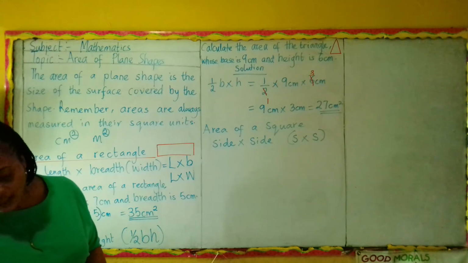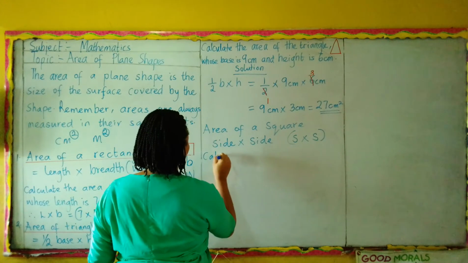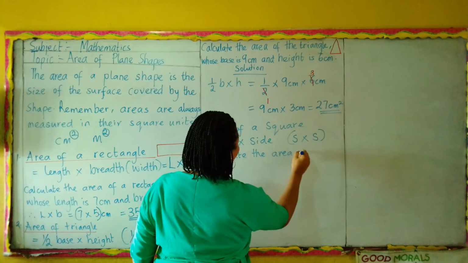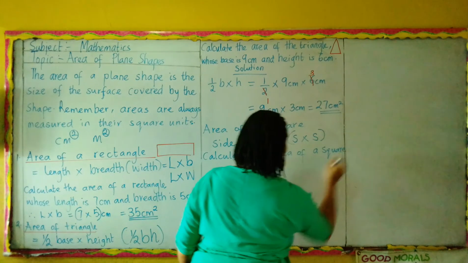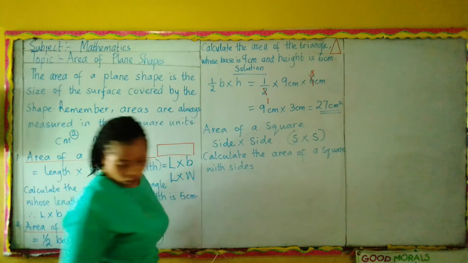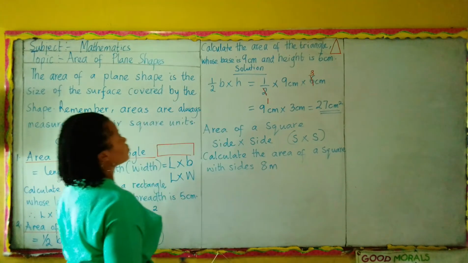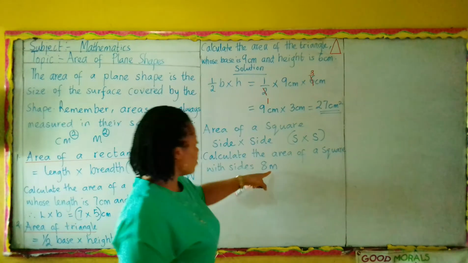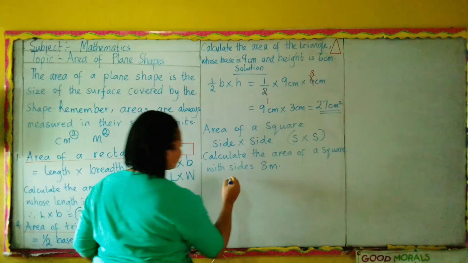They said, calculate the area of a square with sides 8 meters. Calculate the area of a square with sides, okay, with sides 8 meters. See what is happening. Are you noting my units? Now, there is a change here. I'm talking about meters now, so I have to be careful about my units.